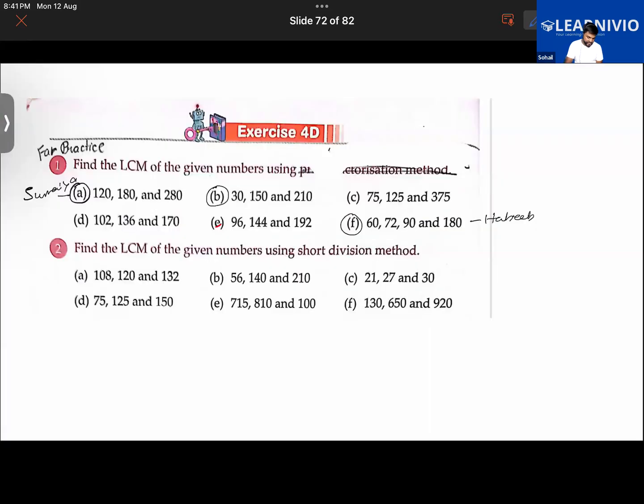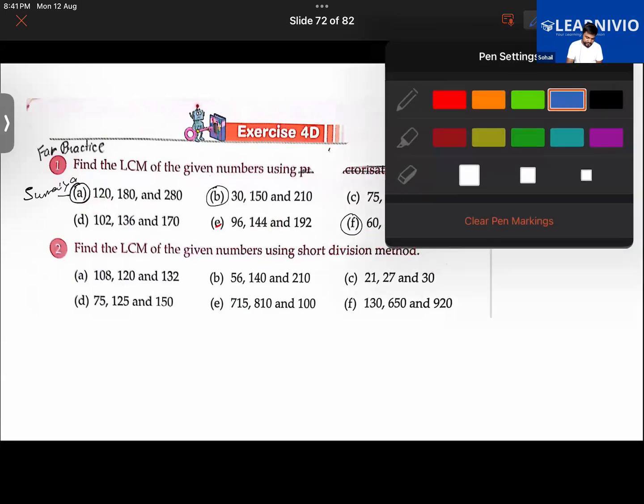Good then. So you guys are good to solve these questions. Quickly solve question number A and question number F. Habib, you solve F. Sumaya, you solve question number A.